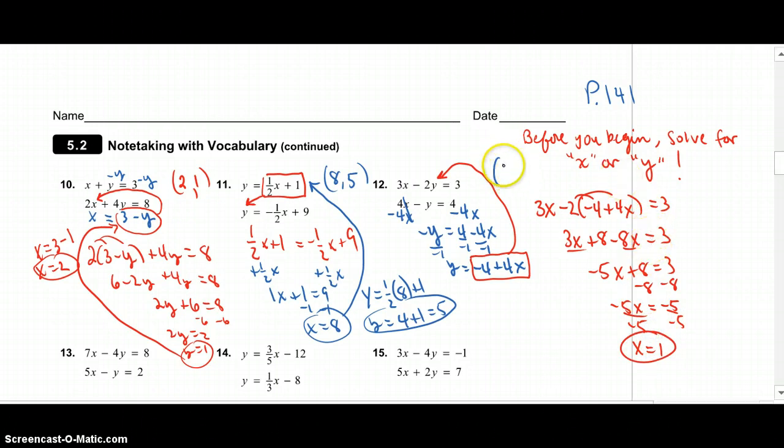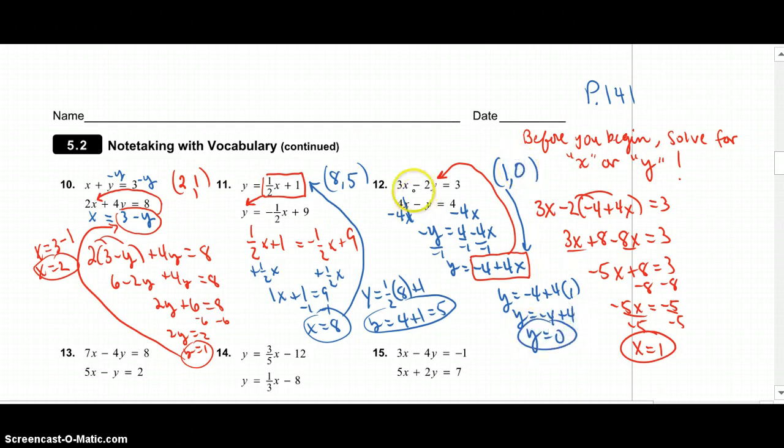So if x equals 1, let's find y. We have our original first equation, our original second equation, and then our new equation where it says y equals. I say let's just plug it into that. Y equals negative 4 plus 4x, but instead of x, let's replace it with 1. Negative 4 plus 4 equals 0.